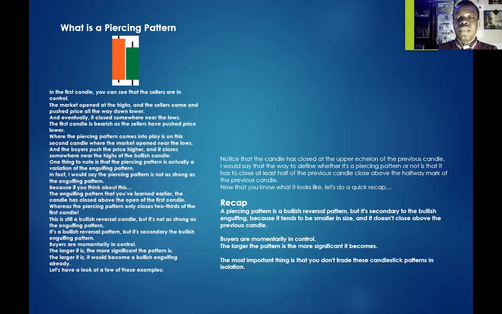The most important thing is that you don't trade this candle pattern in isolation. When I say isolation, it means a market that is not trending well. You need it in a market that has strength. Okay. Now, this is the bullish piercing pattern, the bullish reversal.